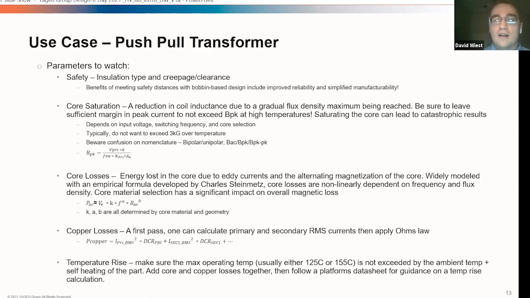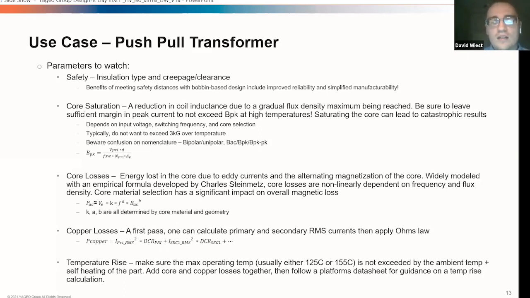Typically, you don't want to exceed 3,000 Gauss or 300 millitesla. That's typically the limit of a ferrite over temperature. And one important thing to note is that there's often, between even core vendors, transformer or magnetic vendors, and design engineers, a lot of confusion on peak, RMS, AC current, even if it's bipolar or unipolar. There's a lot of terminology that can get confusing. So it's important to break it down to its base units and keep things very fundamental. And you can see there are good ways to keep that consistent and keep your transformer running smoothly.